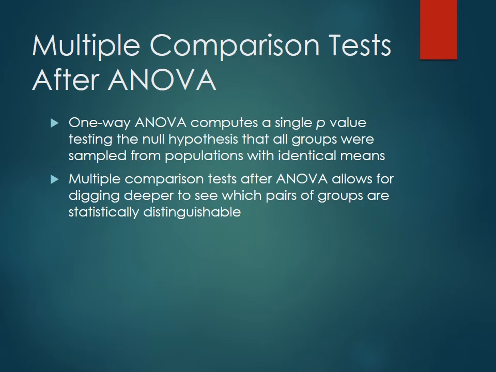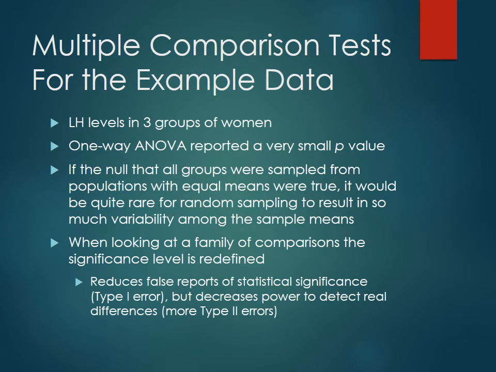We'll delve into that a little bit deeper and see how we can do that. Again, we're looking at luteinizing hormone levels for 3 groups of women, and the one-way ANOVA reported a very small p-value. So we knew that there was some kind of difference there. It would be quite rare if the values that we acquired were just due to chance alone, so we can safely reject the null hypothesis at that point.